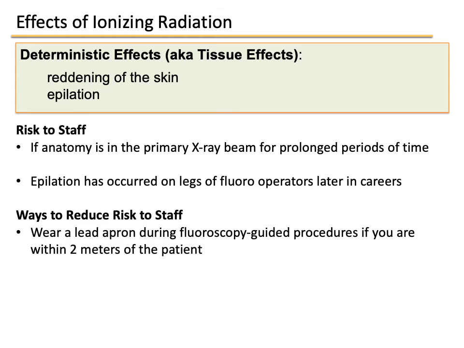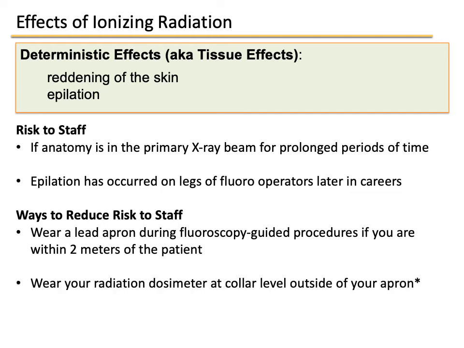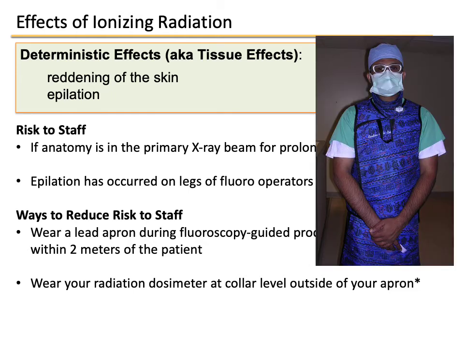Ways to reduce risk to the staff include wearing a lead apron during fluoro-guided procedures if you're within 2 meters of the patient. Also, wear your radiation dosimeter and wear it appropriately at collar level outside of your apron. Like this, handsome fellow.